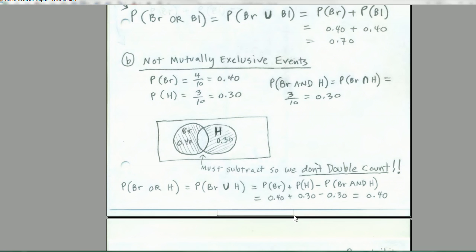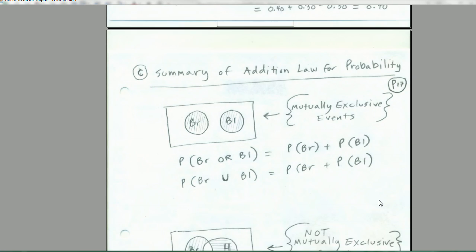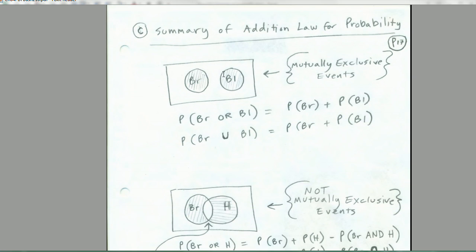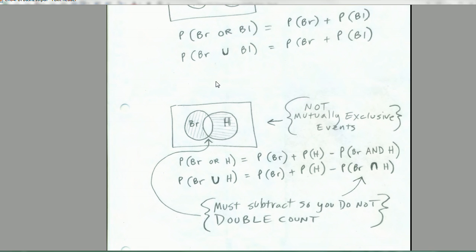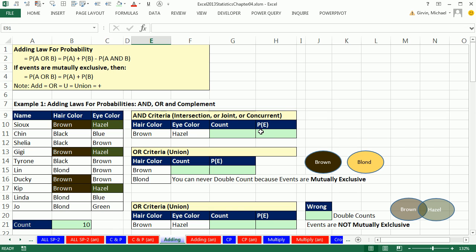That's how we got these numbers. Probability of brown hair, 0.4. Probability of hazel eyes, 0.3. And probability of brown hair and hazel eyes, 0.3. So when we do that math, we get 0.4. Now, here's our summary, right? Picture like this, just add them. Picture like this, there's some overlap. Please don't double count. We're going to have to add the two and subtract the and. Now let's go over to Excel and check this out.